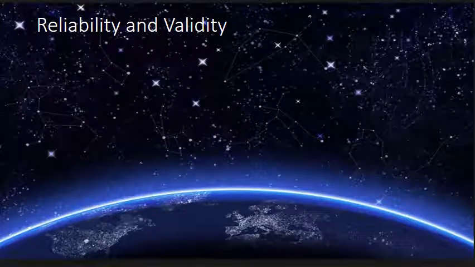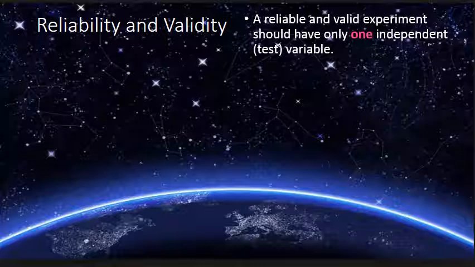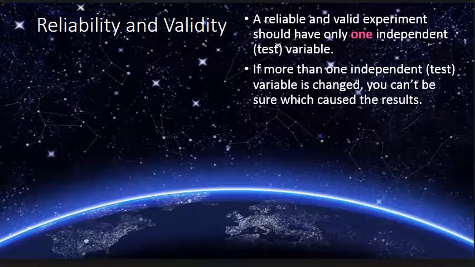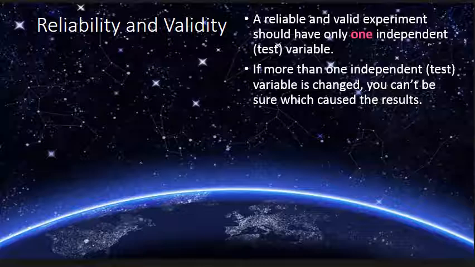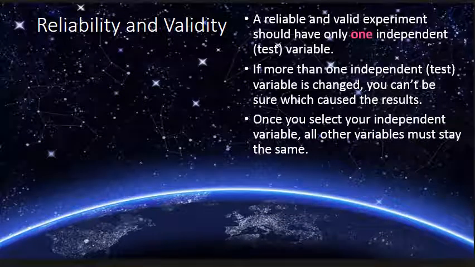When we talk about scientific investigations, we have to touch on reliability and validity. When doing an experiment, to make sure it's reliable and valid, you have to only have one independent test variable. So even if you believe that more than one action or object will cause the change, you have to test them one at a time. If you do test more than one at a time, then you can't be sure which one caused the results, so you can't really conclude anything.